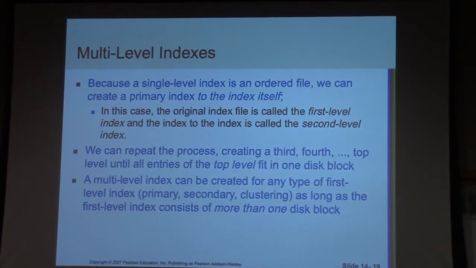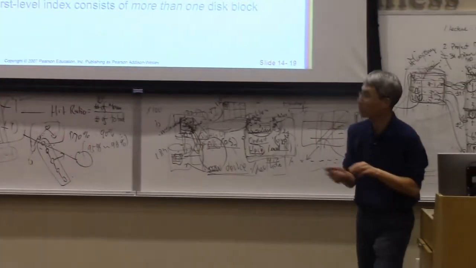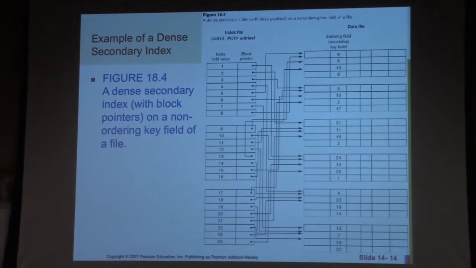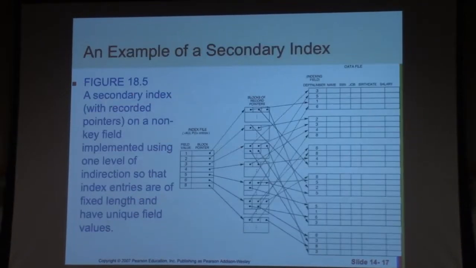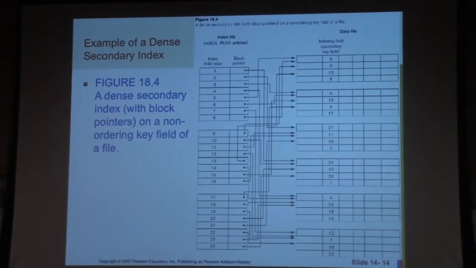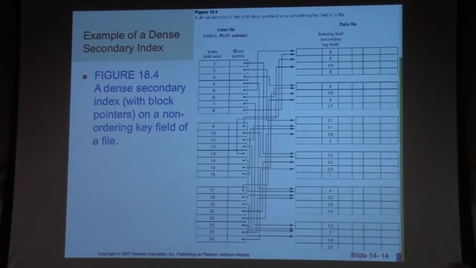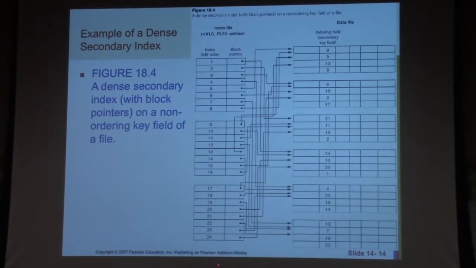Then, the last thing today, let's go back to here. How many data blocks are there? 1, 2, 3, 4, 5, 6. And how many index blocks? 1, 2, 3. But if you had 100 blocks, the index would be bigger.